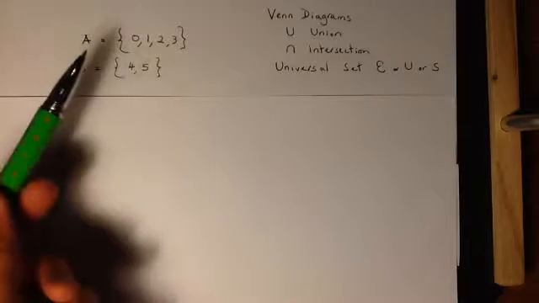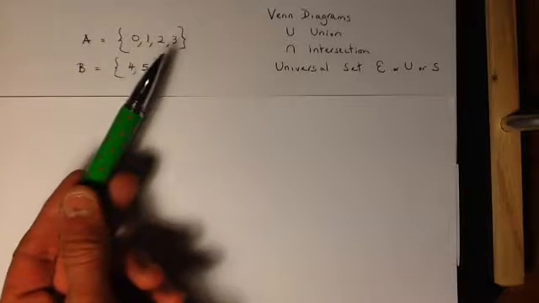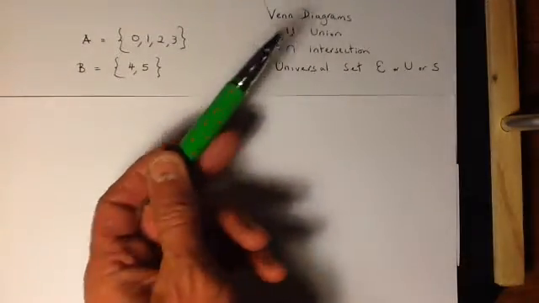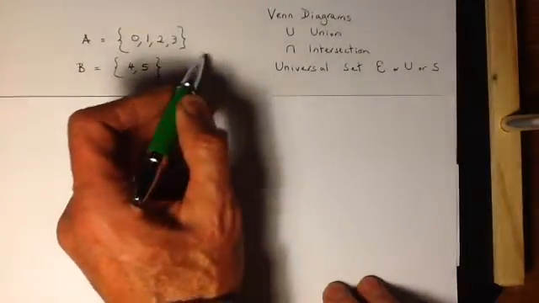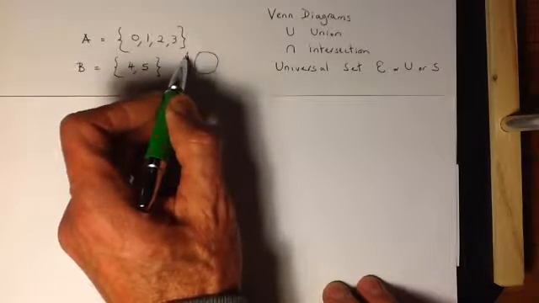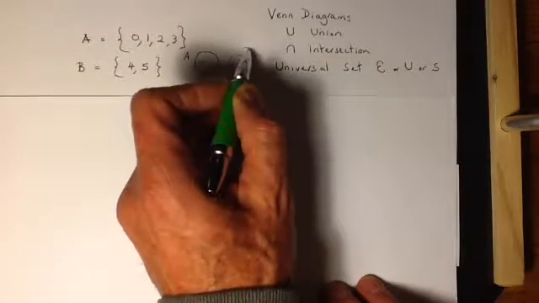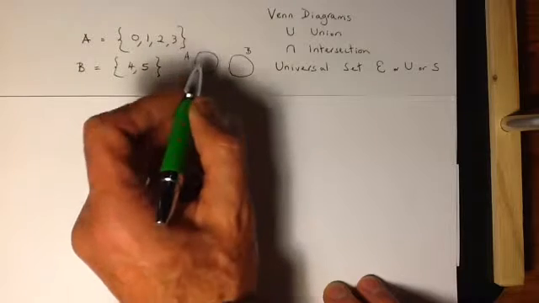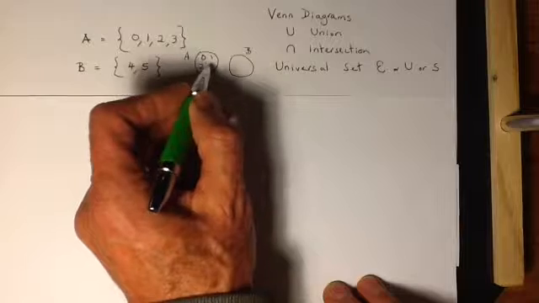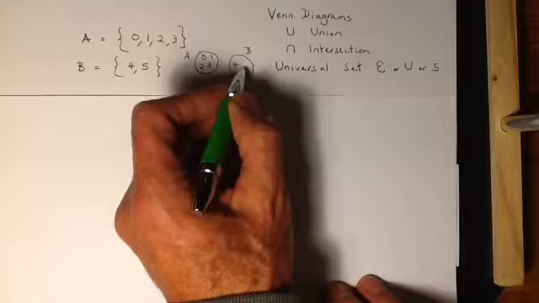Now we've got two new sets, the set A and the set B. So I'm going to start with a Venn diagram. I'll have A like this, and B will be like this. So in A I'll have 0, 1, 2, 3, and then B I'll have 4 and 5.